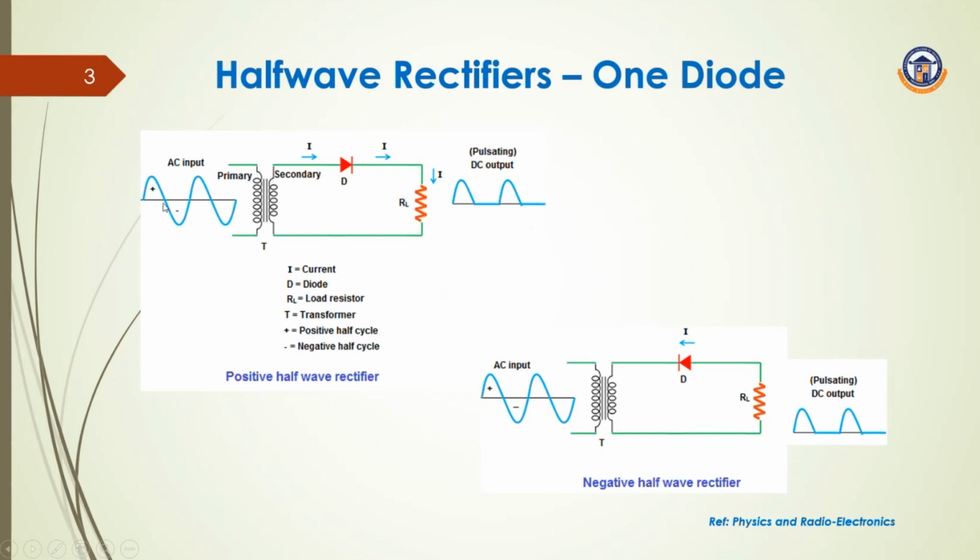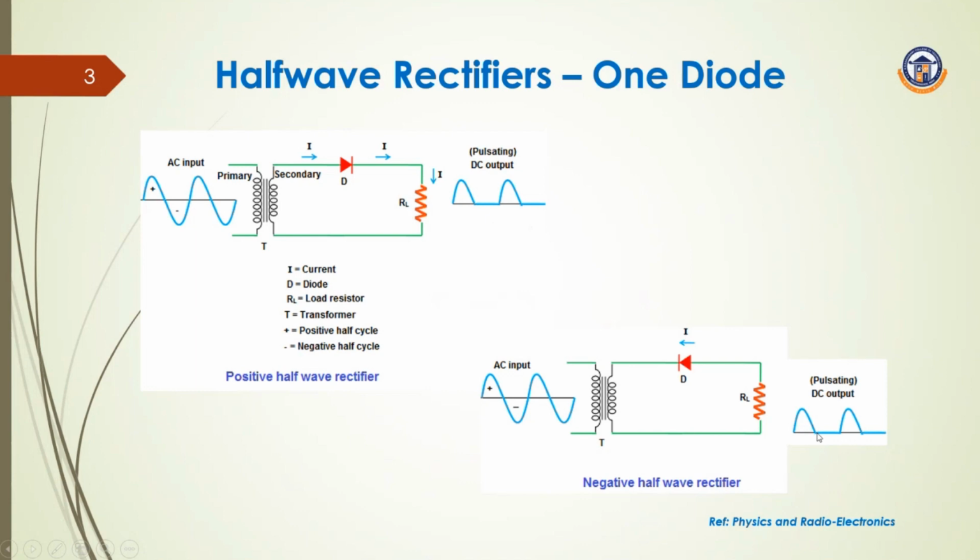In the same way, when the input voltage reaches the natural zero and enters the negative half, the diode will behave like an open circuit. So to get the output in the negative half, we reconnect the diode opposite to that of the positive half rectifier, and I get the output for the negative half. When the positive half is given through the transformer, there will be no output. When I give the negative half cycle through this transformer, the output will come. So this is the process.